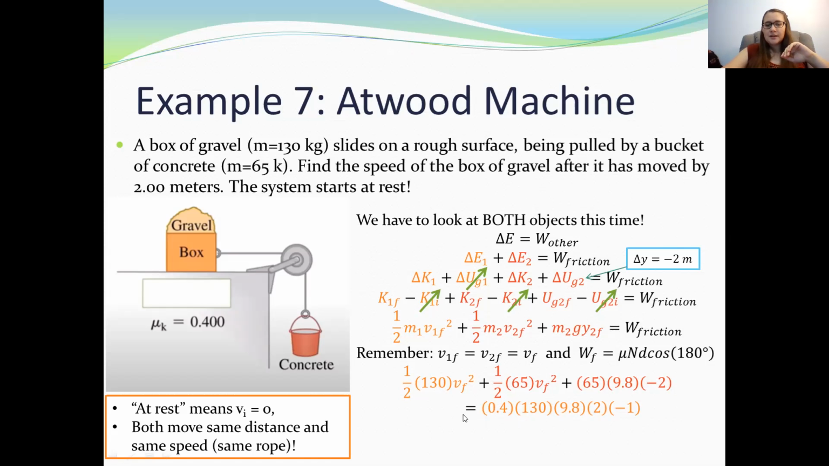And so once we do that, you can see that we're also plugging in our values for the work due to friction, right? So our coefficient is 0.4. We can see that in the picture, right? The normal force is the mass times gravity, and this is the mass of the box of gravel because that's the one that's sitting on a table being supported by a normal force, times the displacement of 2 meters times the cosine of 180 degrees, which is -1.